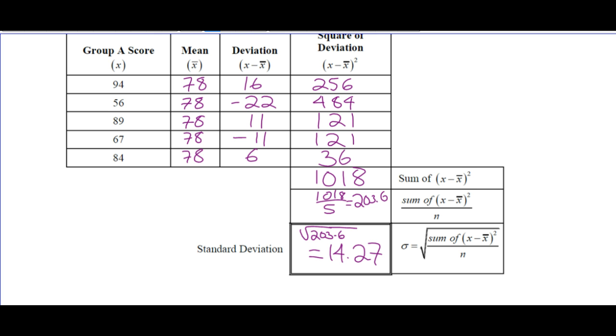Took the sum divided by the number of them. So it's the average of the sum of the squares of the deviations. And then we take the square root of that because we squared everything.